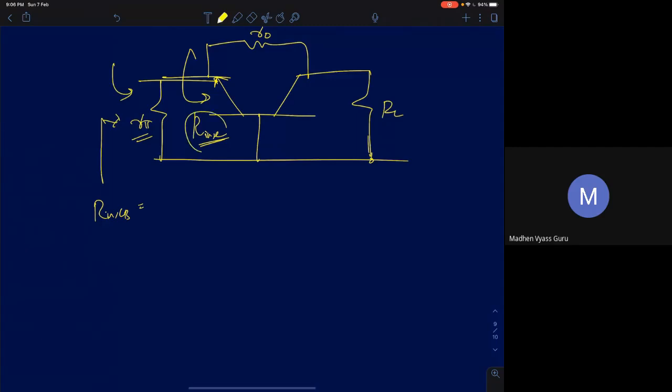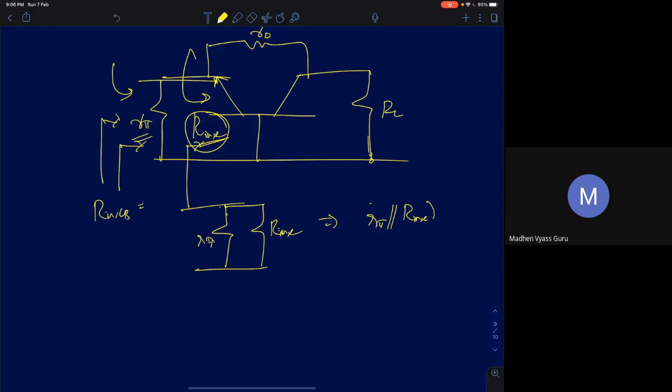The resistance seen here is Rne. What will be the resistance seen here? Exactly. It will be R pi in parallel with Rne. That's it. It's going to be in parallel. That's the input resistance. So all you need to do is find out R in E.